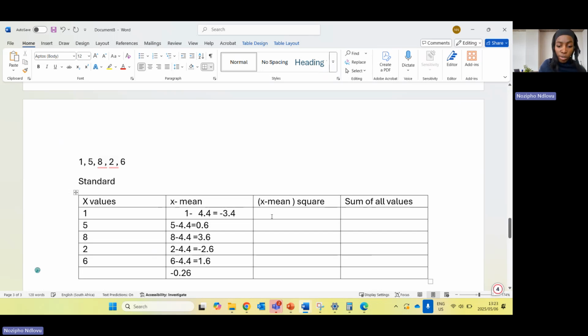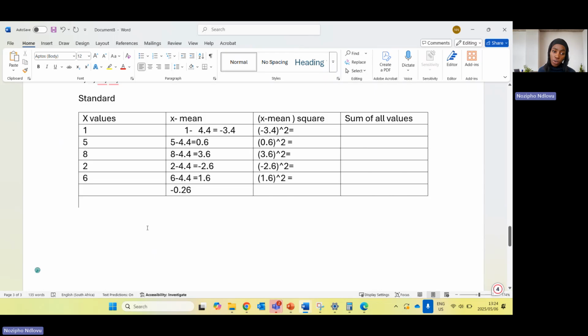Then here, remember the most important thing, we need to make sure that we square all of this. You square this, you find your answer. You get 0.6, you square that, you get your answer. Same thing here, 3.6, you square that. Then also negative 2.6, you square that. 1.6, you square that. After you have found all the answers, you need to add those answers together to get one value.